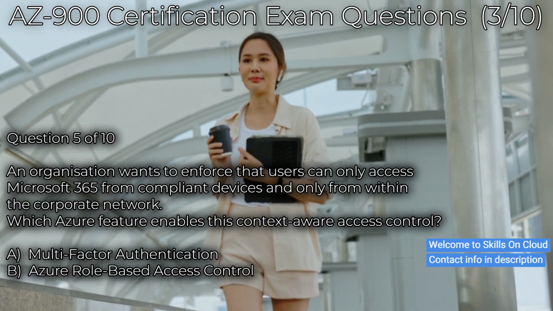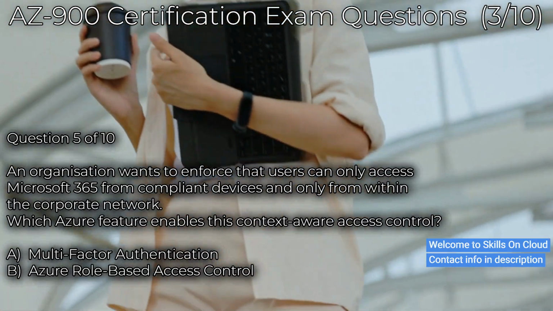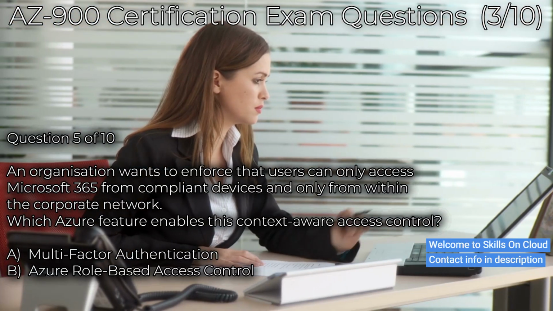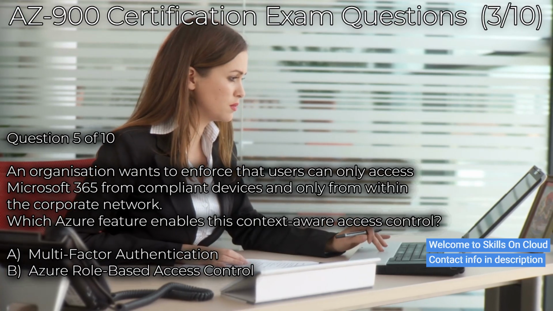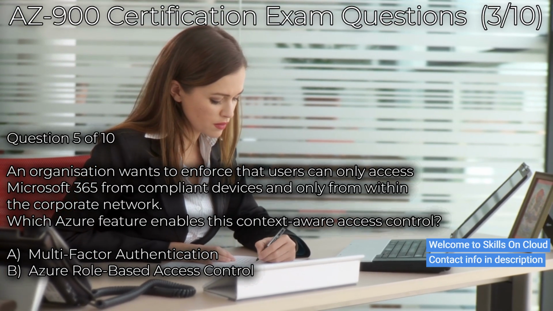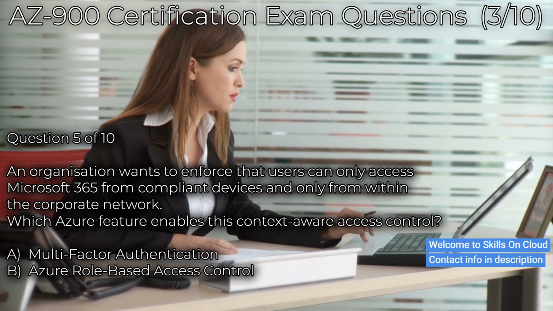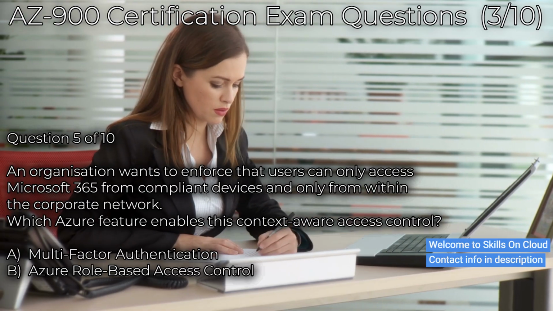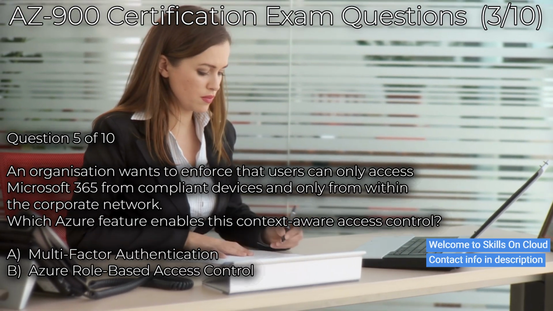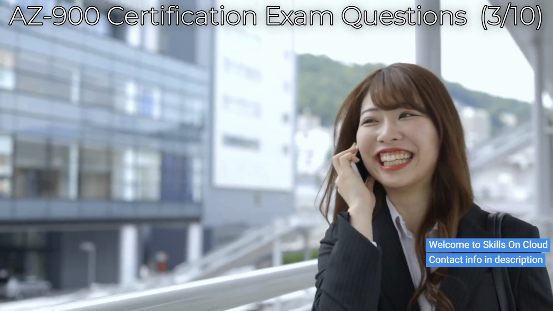Multi-factor authentication, Option A, adds a second verification factor but cannot evaluate device compliance or network location on its own. RBAC, Option B, controls what a user can do within Azure resources, not whether they can sign in at all. Privileged Identity Management, Option D, manages just-in-time access to privileged roles and does not evaluate device or network conditions at sign-in. Conditional access is the answer anytime the question mentions if-then access logic based on user, device, or location signals. Stop here for a second.